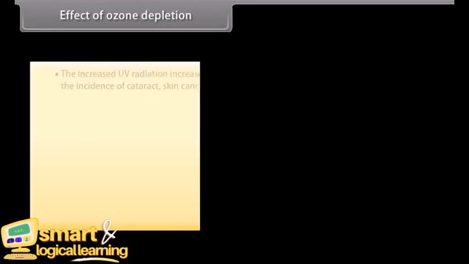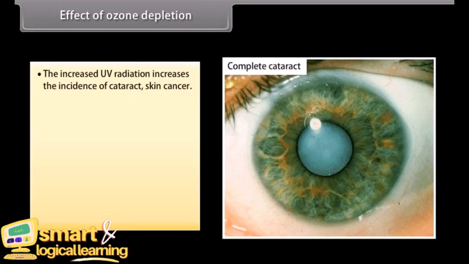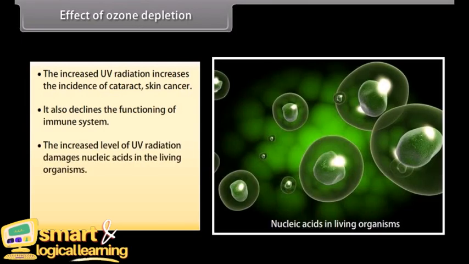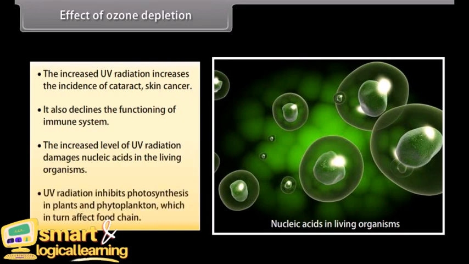Effect of ozone depletion. The increased UV radiation increases the incidence of cataract and skin cancer. It also declines the functioning of the immune system. The increased level of UV radiation damages nucleic acids in living organisms. UV radiation inhibits photosynthesis in plants and phytoplankton, which in turn affects the food chain.